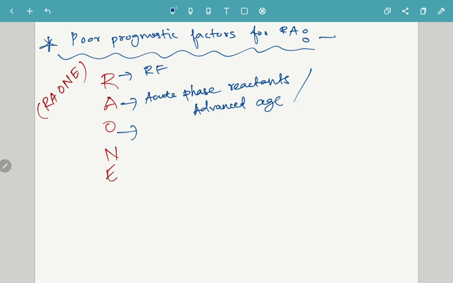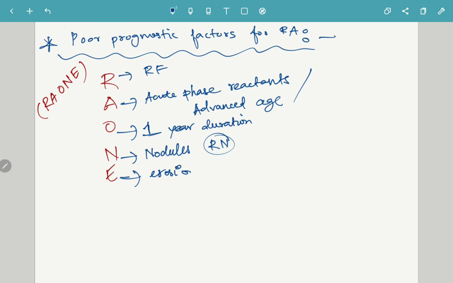O for 1 year duration. If it is 1 year duration, then the prognosis is going to be poor. And N for nodules. I told you the pathognomonic nodules, which are the rheumatic nodules. And then E stands for erosions. Any bony erosions in the radiological findings or ESR abnormalities or economically weak. So all these are poor prognostic factors for rheumatoid arthritis.